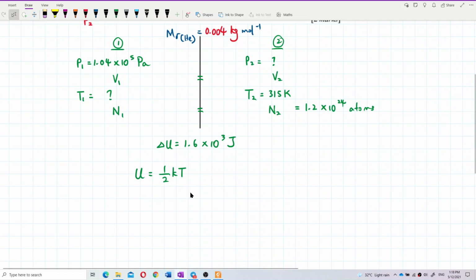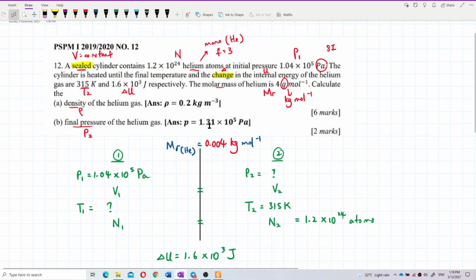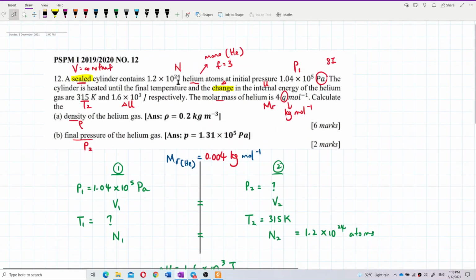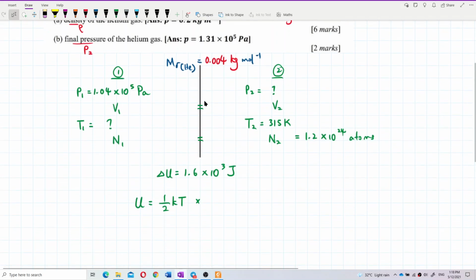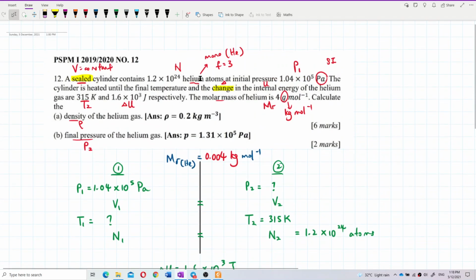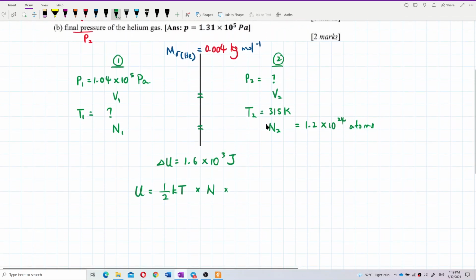Okay, now you have what? You have many molecules, isn't it? You have n molecules, so you multiply by n. And you have more than 1 degree of freedom. You have helium, which has 3 degrees of freedom. So you multiply by f. Put f first. So that's why the internal energy of gas, the formula becomes f/2 nkT. Understand? f/2 nkT. That's the formula.